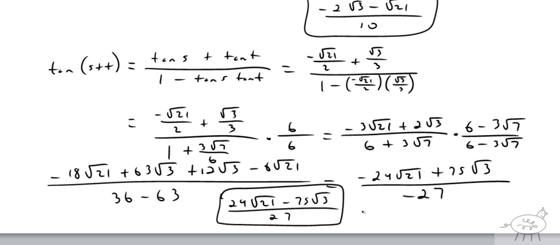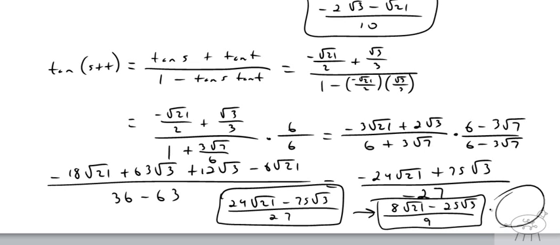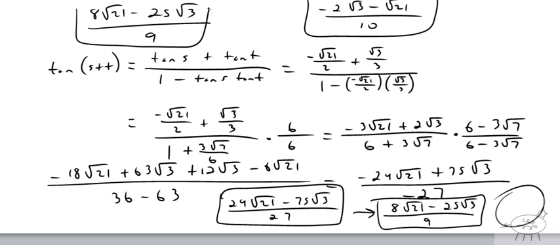Okay, I could actually simplify it a little bit, because what goes into all of those terms? Doesn't a 3 go into all those terms? So I can actually simplify that one to be 8 root 21. You guys are going, what? More stuff? Minus 25 root 3 over 9. That is actually my final answer. So I'll write the answer out. It's 8 root 21 minus 25 root 3 over 9. That's your final answer. Okay? Not too bad, right? It's a little complicated.